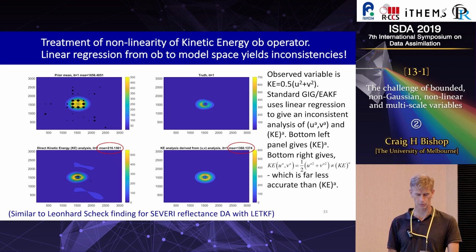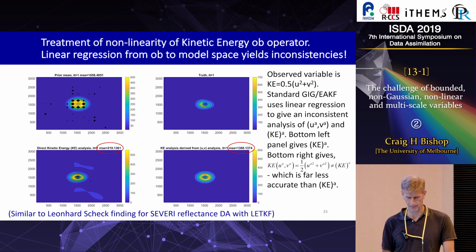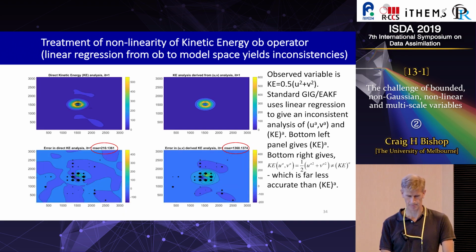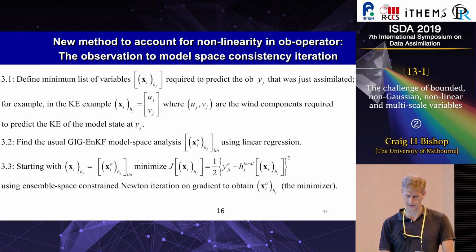So this is similar to what Leonhard Scheck was finding with his assimilation of severe reflectance observations with the LETKF. It looks pretty good in ob space, but it's horrible in model space. There's a big inconsistency there. So we need to replace this by something better than linear regression.